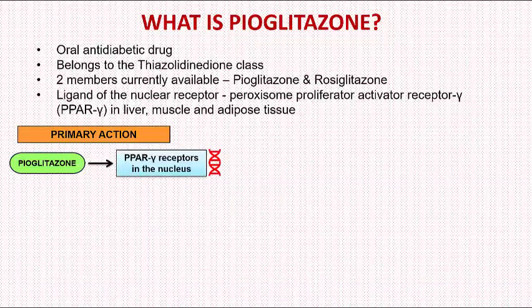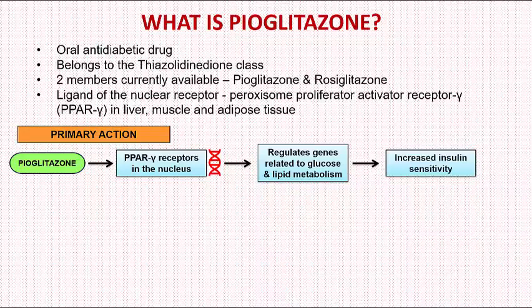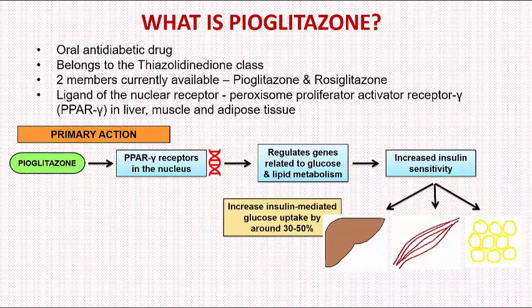Pioglitazone acts on the PPAR gamma receptors in the nucleus. By acting on these receptors, it regulates the genes related to glucose and lipid metabolism, thereby resulting in an increased sensitivity towards insulin in liver, muscle and adipose tissue. This results in an increased insulin-mediated glucose uptake by around 30 to 50%. Therefore, it is also called an insulin sensitizer.